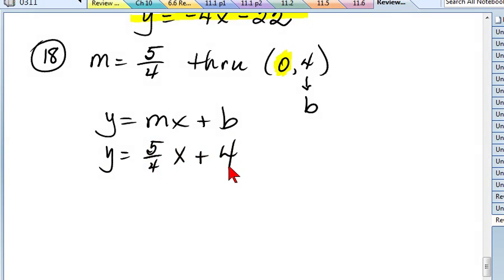If you recognize that if the x-coordinate is 0, then the y-coordinate is the y-intercept. And like I said, if not, you could do it as point slope. You'll get the same answer. Do I need to do it as point slope? Okay. All right, 19.